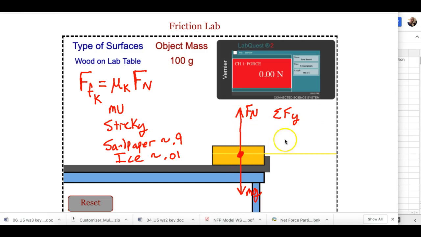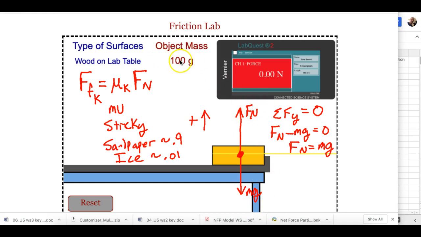So let's do the sum of the forces, and let's think about that in the y direction. So up and down. It's not really moving at all in the y direction, so we're going to say that's equal to 0. If we say up is positive, then the normal force minus mg is going to be equal to 0. And if that's true, then the normal force is exactly equal to mg. It's just in a different direction.